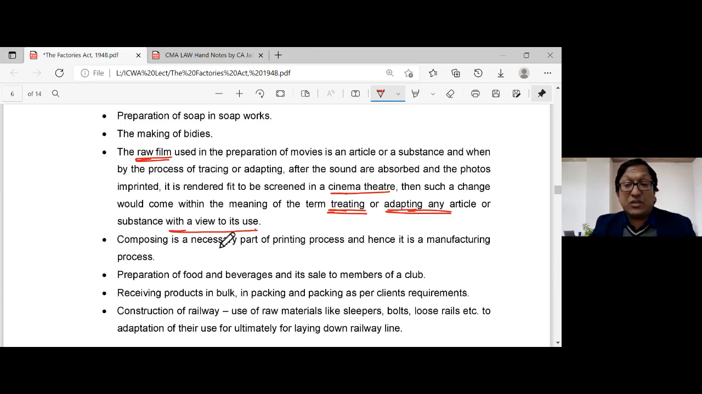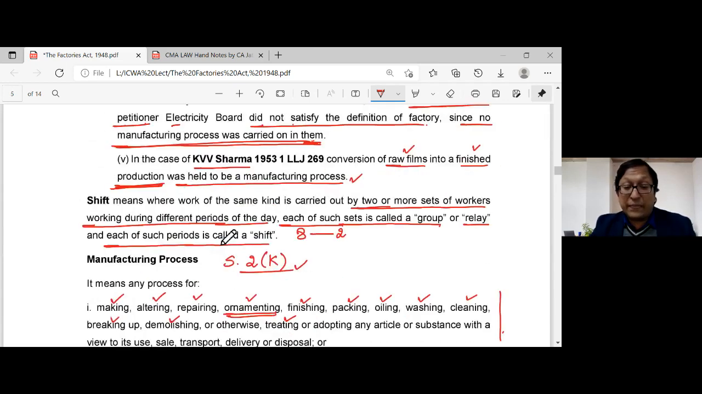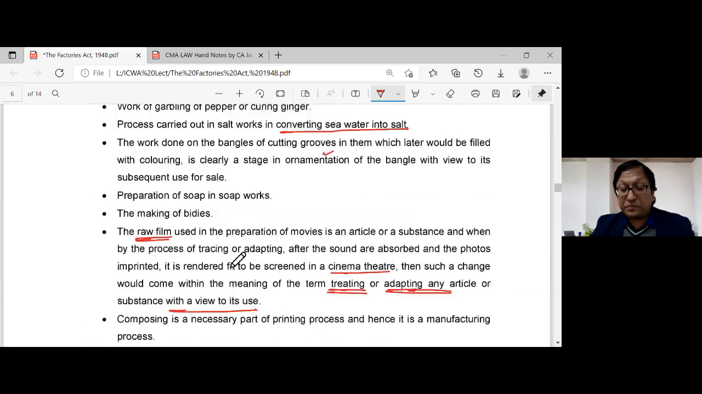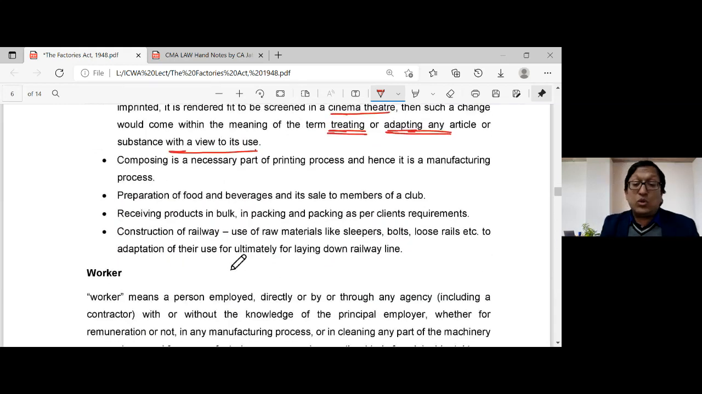We studied one case of Mr. KV Sharma, the KV Sharma case. So you can relate this case law as well. Then composing is considered a very important part of any printing process, any job, and it is also a manufacturing process. Preparation of food and beverages, that we studied in Jalandhar Gymkhana, and it is sold to members of the club, is considered a manufacturing process.